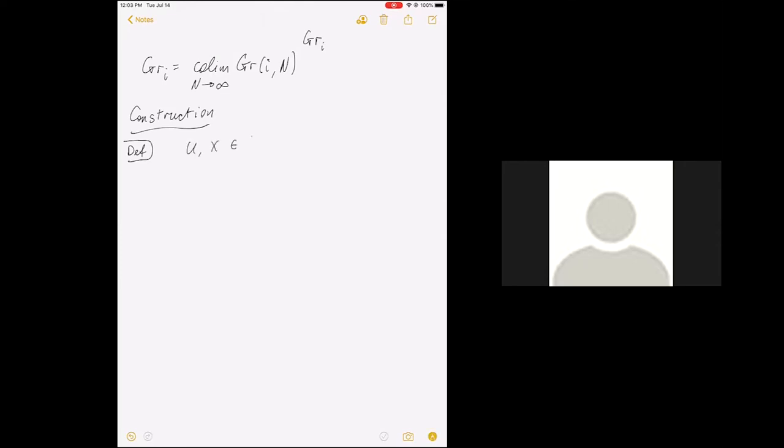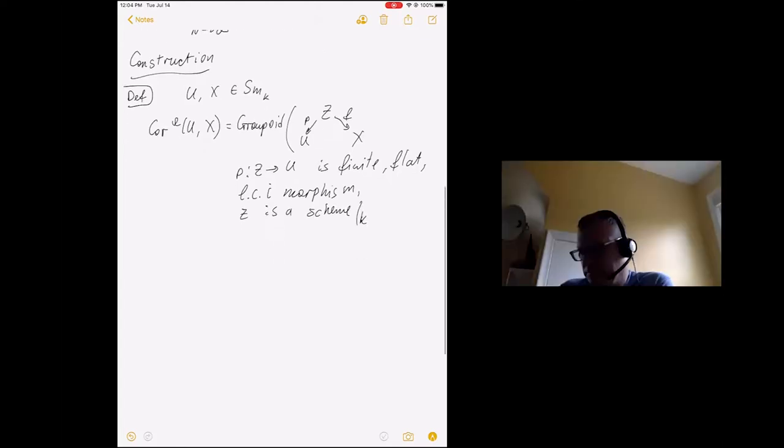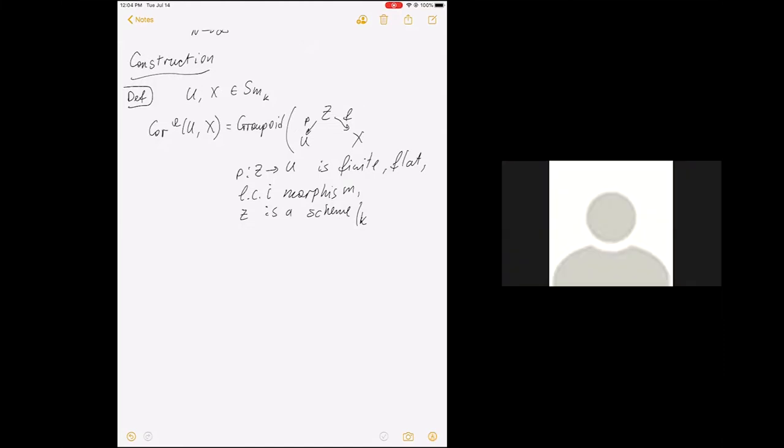So if U and X are smooth varieties over k, I'm going to introduce omega correspondences from U to X as a groupoid of certain objects. The objects look like this. These are the heads, U, Z, X, where the map p from Z to U is finite, flat, and locally complete intersection morphism. And Z here is some scheme over k. It need not be reduced, it's just a certain scheme over k with a locally complete intersection map to U, which is finite and flat, right?